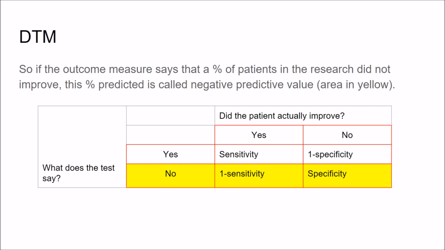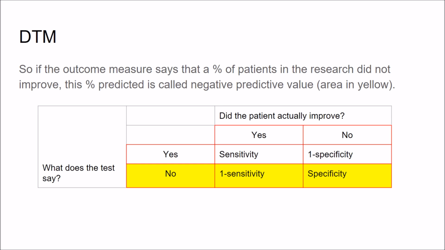So now we'll go on to talk about the negative predictive value. In order for us to do that, we need to actually look at the bottom row, which is the one highlighted in yellow in the 2x2 matrix itself. When I administer the outcome measure to the patient, all of them, the score that they obtain would indicate that they actually did not improve.